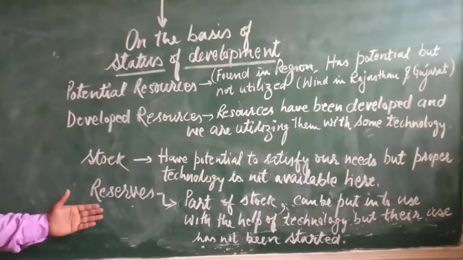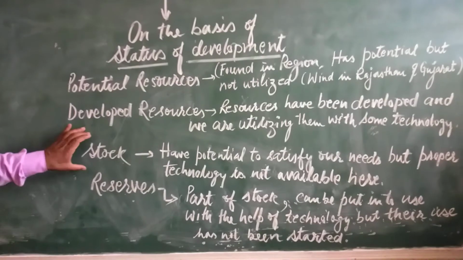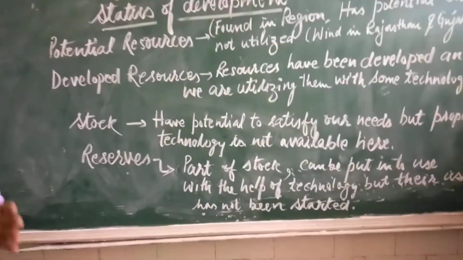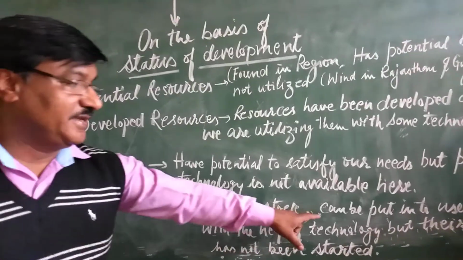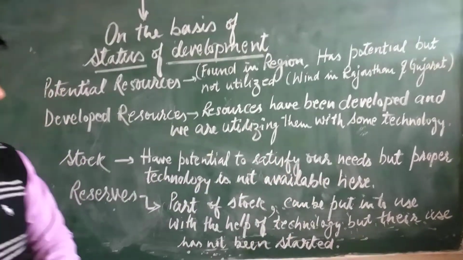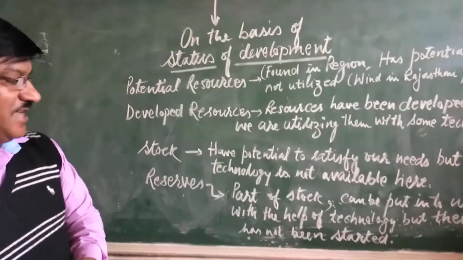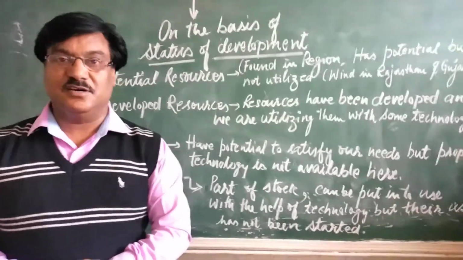And the last one is reserves. Reserves are a part of stock. Check that: there is too much stock, and some part of it can be utilized. These are the reserves. Reserves are a part of stock. It is mentioned that they can be put into use with the help of technologies, but their use has not been started till now. These are called reserves.